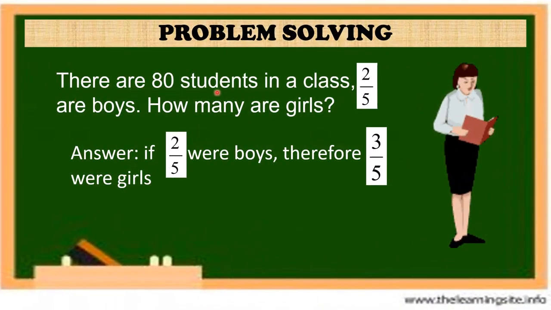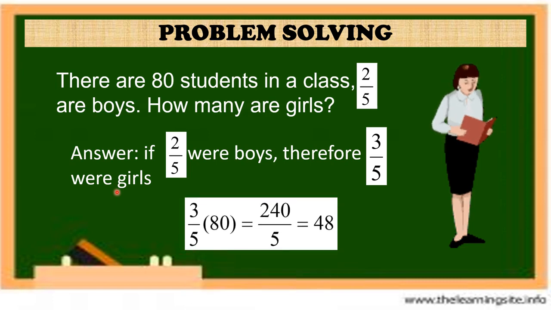There are 80 students in a class. 2/5 are boys. How many are girls? If 2/5 were boys, therefore 3/5 were girls. So we need to find 3/5 of 80. 3/5 of 80 is 3 times 80, which is 240. And 240 divided by 5 is 48. Therefore, there are 48 girls in the class.